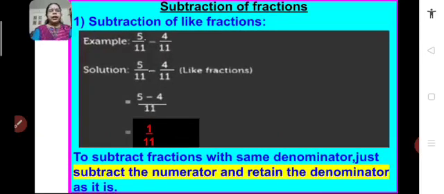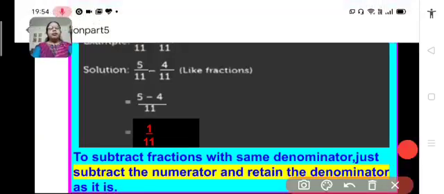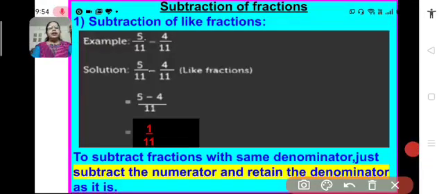And when we subtract the like fractions, that means the fractions with same denominator, what do we do? Again, we subtract the numerators and the denominator will be retained. Here we have an example, 5 upon 11 and 4 upon 11. They are like fractions. So, what we do? We simply subtract the numerators 5 minus 4, and the denominator will be kept as it is. So, what do we get? We get 1 upon 11 as the result.